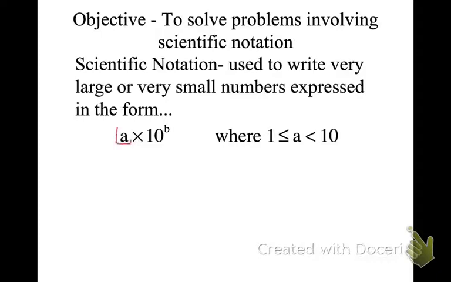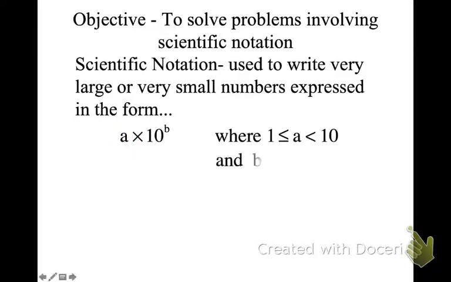This number right here is a number between 1 and 10. It could be greater than 1, it could equal 1, but it has to be less than 10. So it could be 9.99, but it can't be 10. It could be 1, can't be less than 1. So between 1 and 9.999999999, okay? That's what A is. Any number between 1 but less than 10. And we multiply it by 10 to a power, okay? By 10 to a power.